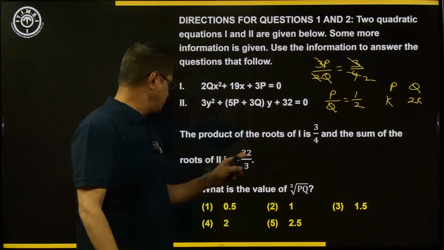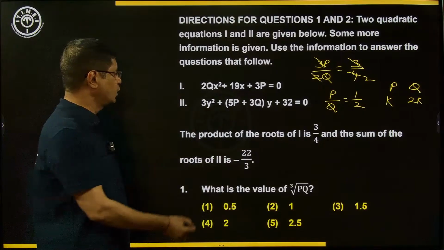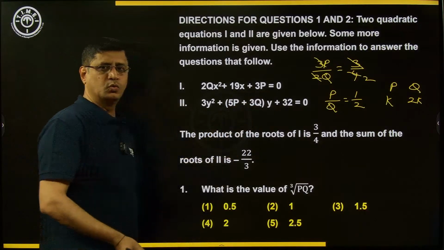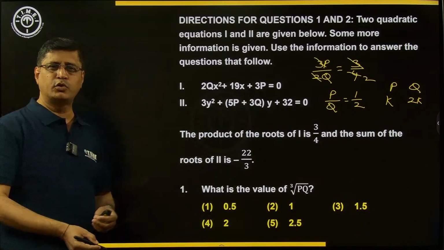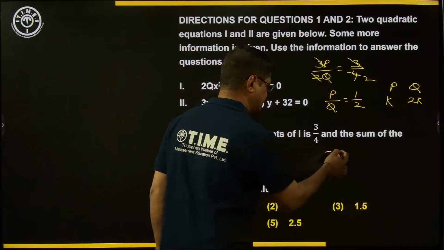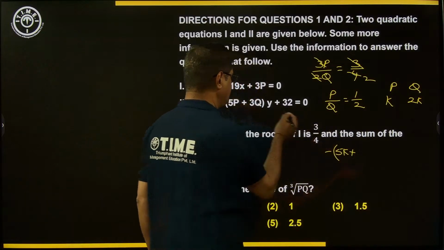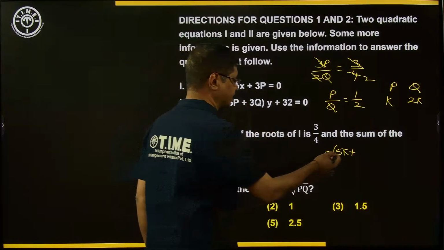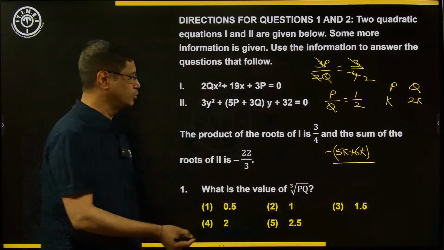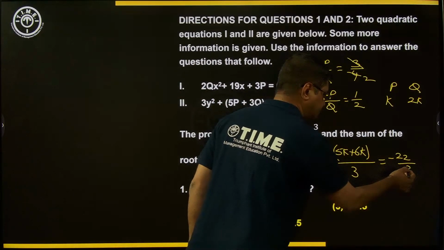The sum of the roots of the second quadratic equation is minus 22 by 3. Sum of the roots is equal to minus b by a. Minus b by a means minus (5 times p plus 3 times q). P is equal to k here, so 5k. Q is equal to 2k, so 2 into 3 is 6k. So minus b by a, where a is equal to 3, is equal to minus 22 by 3.